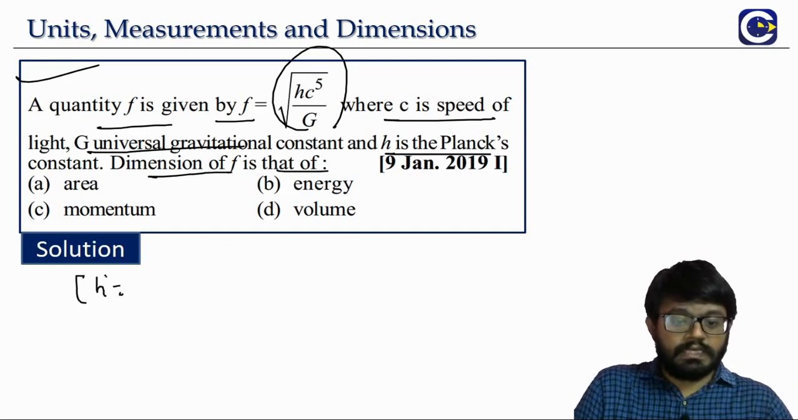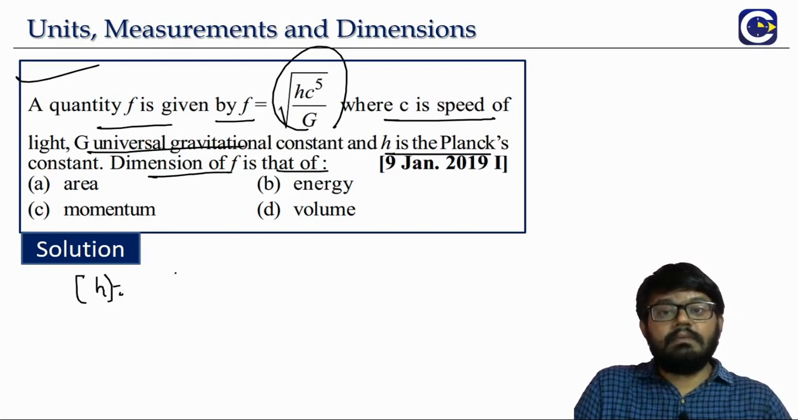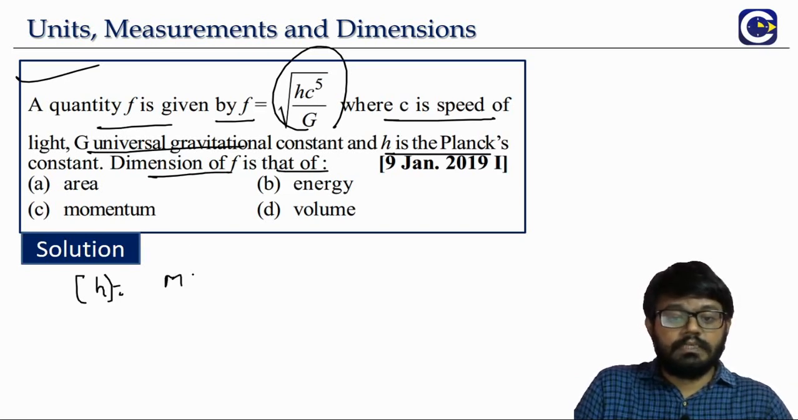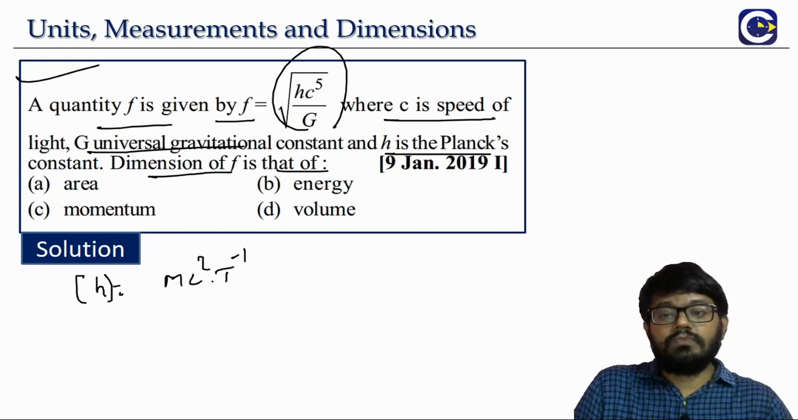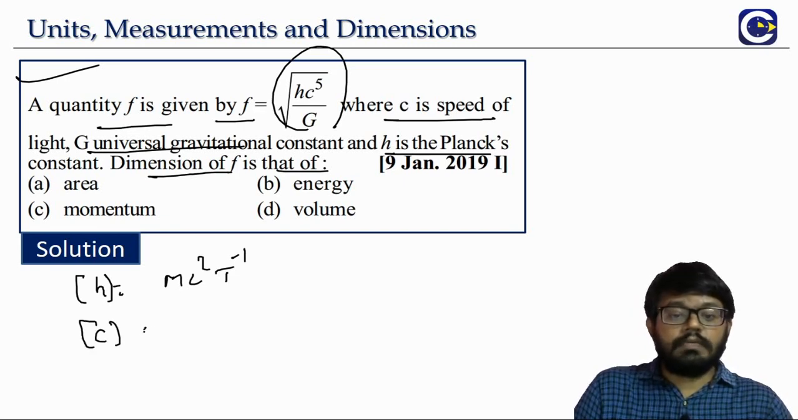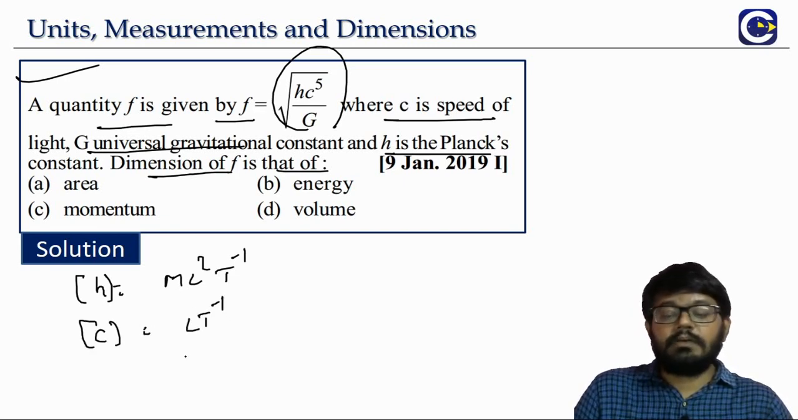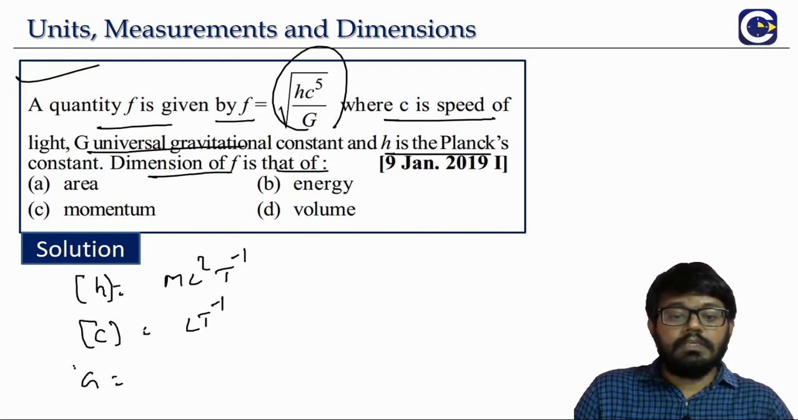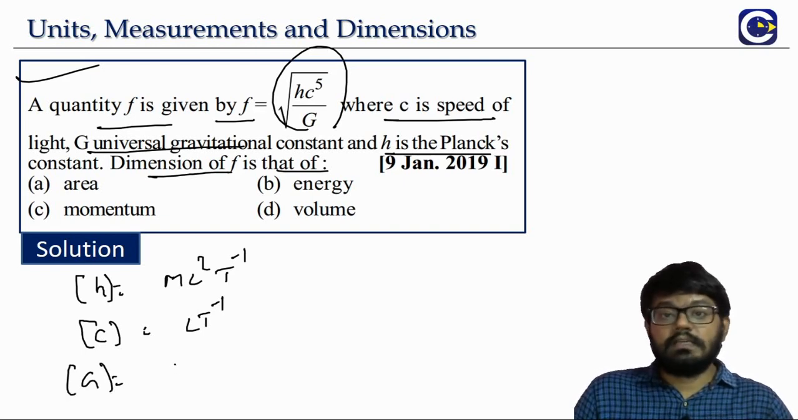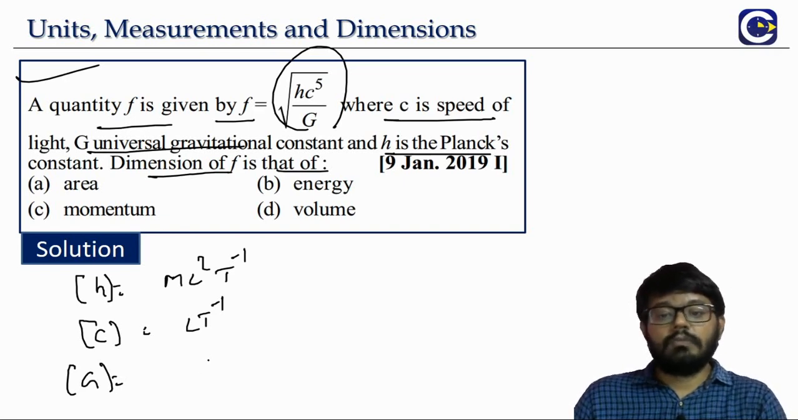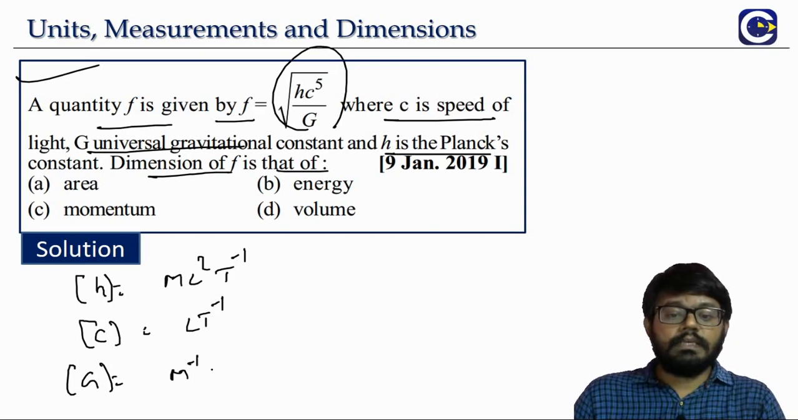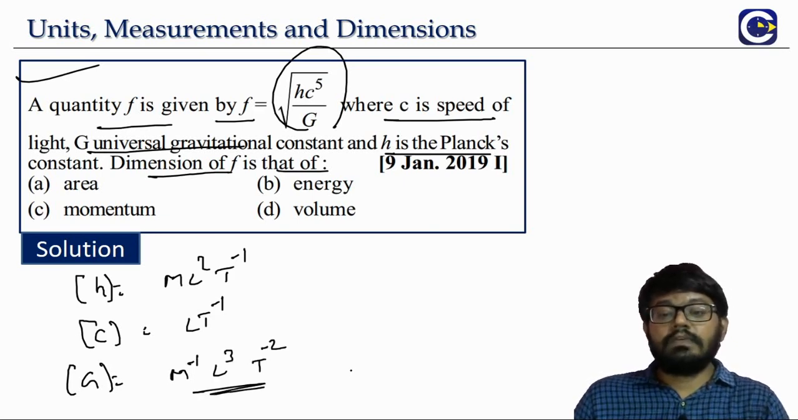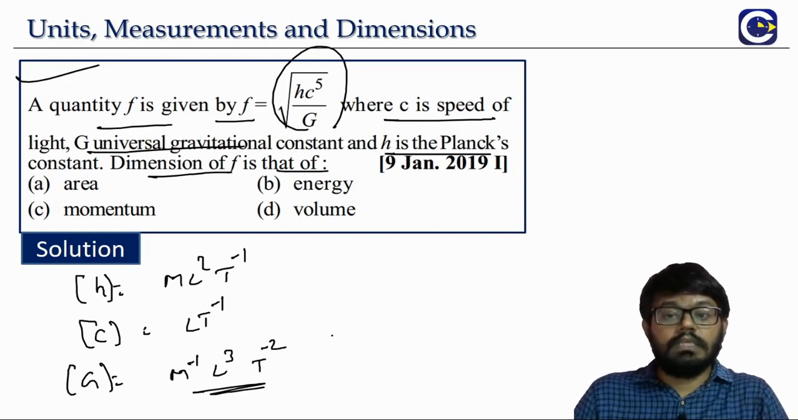Planck's constant, what is the dimension? This is the same as the dimensions of angular momentum: m l square t power minus 1. C, speed of light, means speed, right? L t power minus 1. Capital G, universal gravitation constant, is another standard value. The capital G dimensional formula will be m power minus 1 l cube t power minus 2. Some of these standard ones we must be able to remember, so that we can solve these kinds of questions easily.